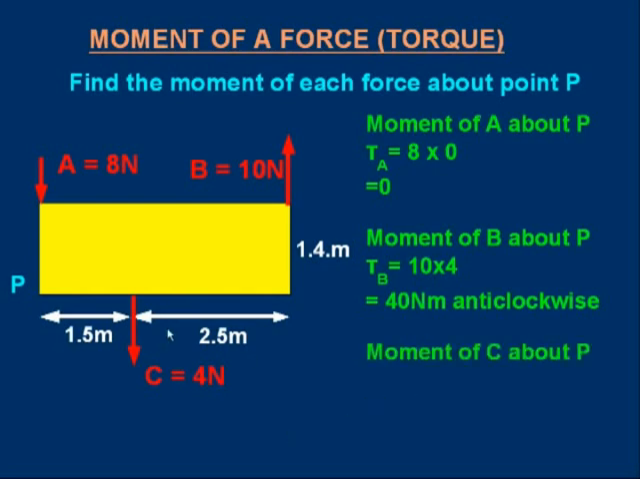Finally, C, the moment of C about P, it's simply 4 times 1.5. That is force times distance, which is equal to 6 Newton meter clockwise this time.